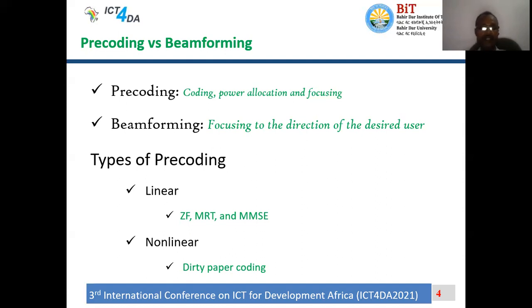In our case, we'll be considering two types of precoding techniques. The first one is linear precoding, like zero forcing, maximum ratio transmission, and minimum mean square error. These precoders are also used to suppress the interference coming from a large number of users. And again, we'll be considering the dirty paper coding technique from nonlinear precoding, which suppresses causal and non-causal interferences and is known for its higher capacity.